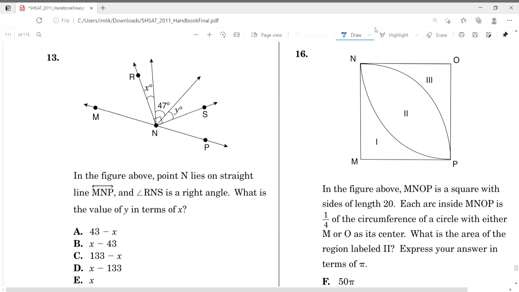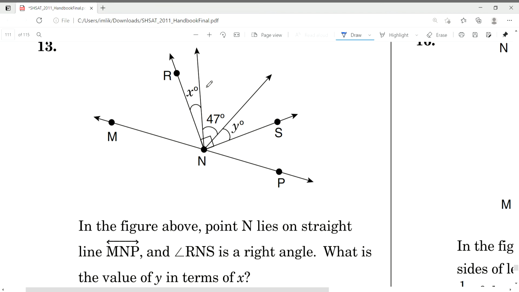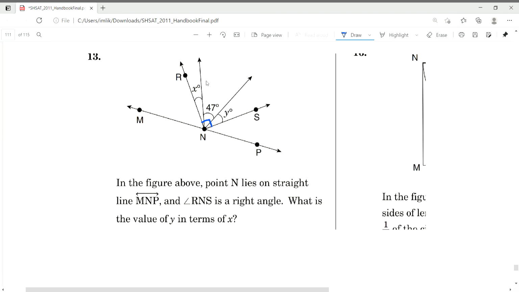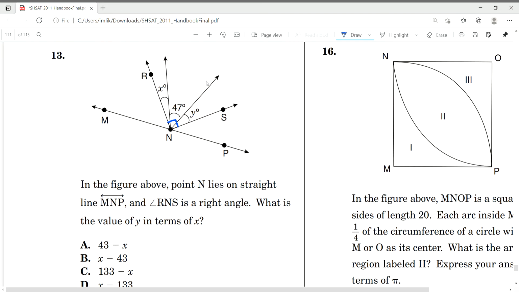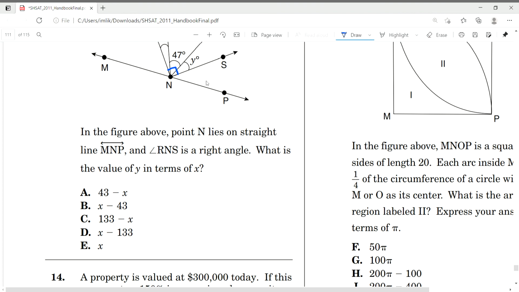In the figure above, point N lies on straight line M and P, and angle RNS is a right angle. What is the value of y in terms of x? So if you look really closely here, this entire thing from R to S is technically encapsulated in that right angle. So we know that everything inside it, x, 47, and y, has to equal 90. So we can just write it in terms of 90. So x plus 47 plus y is equal to 90.